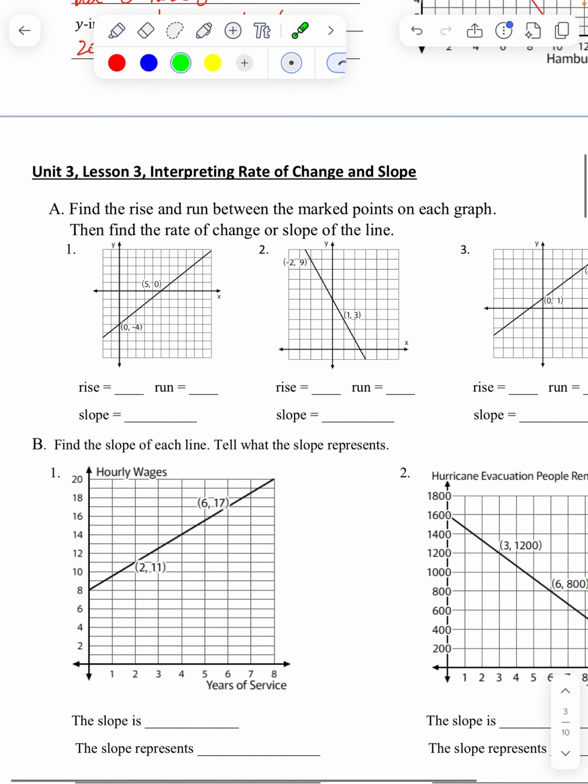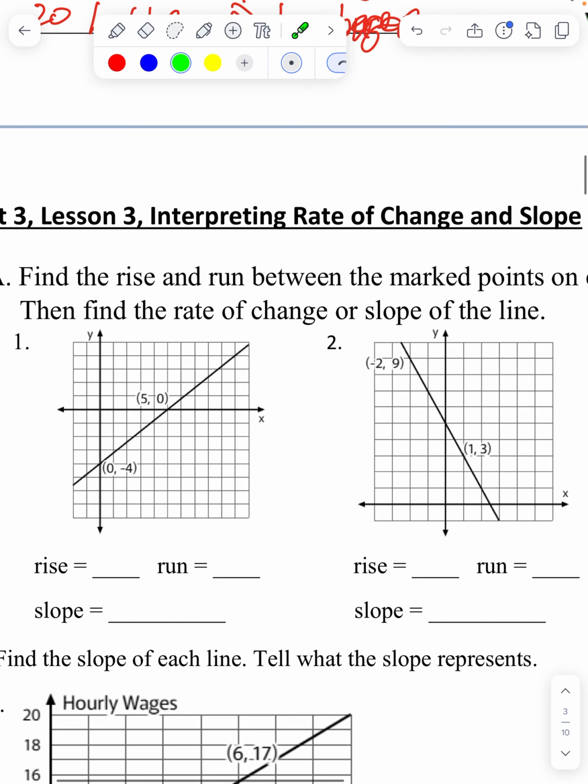Okay, let's start Lesson 3. Find the rise over run. Find the rise and run between the marked points on each graph. Then find the rate of change, or slope, of the line. Rate of change and slope mean the same thing.